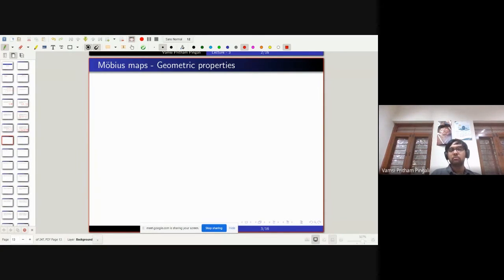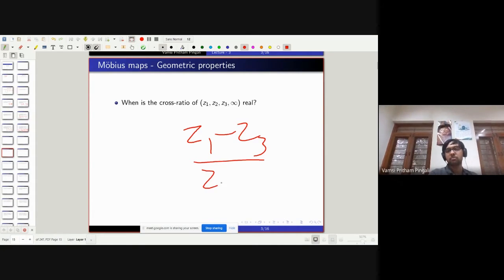Okay, so Mobius maps have one more geometric property. The cross ratio of 4 points is a complex number, right? In general, it's a complex number. It's not a real number. But the question is, when is this cross ratio real? One of those points can be taken to be infinity because that makes our job much simpler, because the formula for the cross ratio if Z4 is infinity is a very simple formula, namely this.